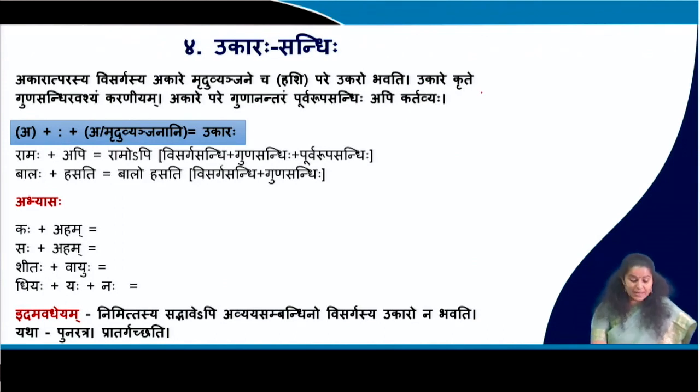Then what does it say? Ukare krite gunasandhir avashyam karaniyam. So these are all the rules that we have got there. So you have to make it into an okara. So ukara becomes an okara. And finally, akare pare gunanantaram purva rupa sandhi api kartavyaha. Then you have to do the purva rupa sandhi here. So what does it become? Ramaha plus api becomes Ramopi. So visarga is replaced by the ukara, then there is u plus akara, it becomes an o, and then you do a purva rupa and it becomes Ramopi.